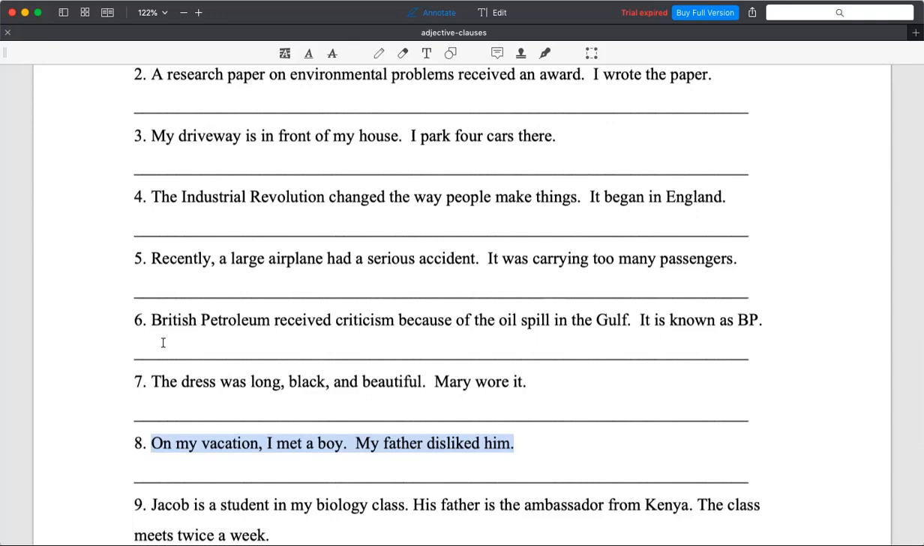So British Petroleum, Lucas, which is known as BP. You can use which, because it is a thing, right? Who for people, but which for things, and titles in this case. Like British Petroleum, which is known as BP, received a very good. Yes, Lucas, good work. Thank you.